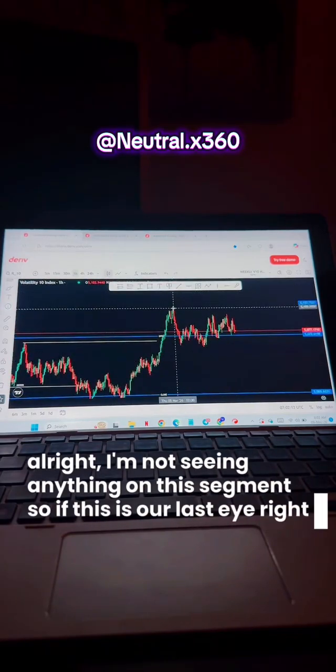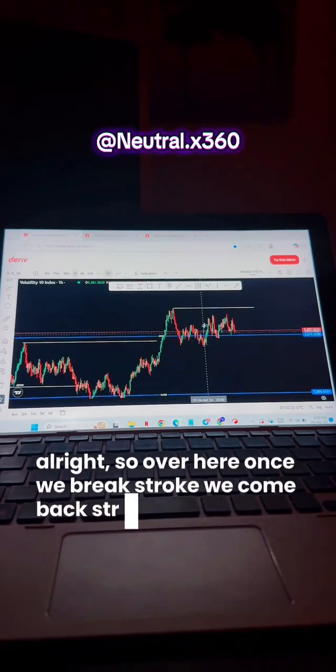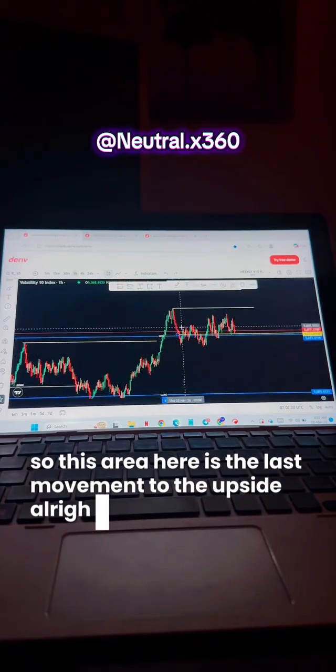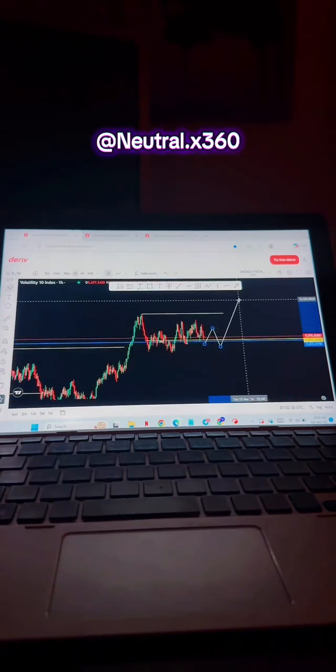If this is our last high, that long wick you are seeing now, if this is our last high on this segment, then once we break structure, we'll come back and break structure again. So this area here is the last movement to the upside. This area that I just marked is the last movement to the upside. If price doesn't do anything, I want price to do something like this. I'm putting it to you guys, this is a very low probability trade.